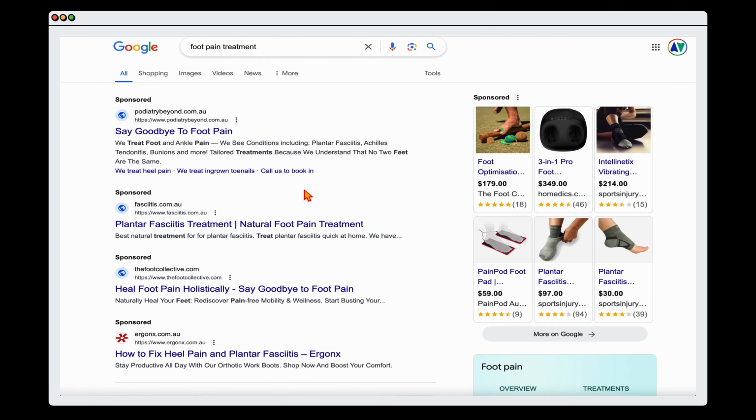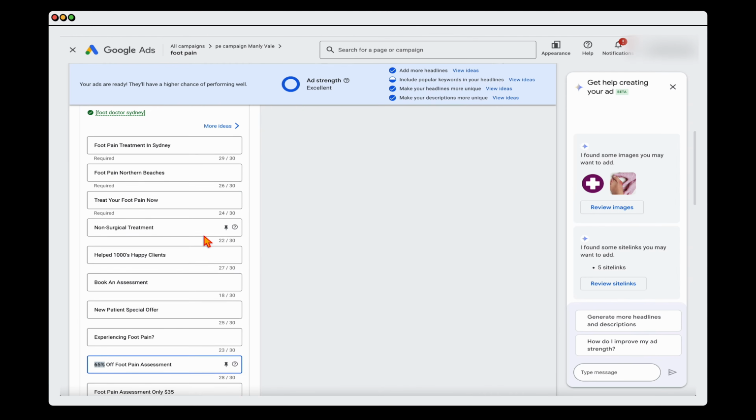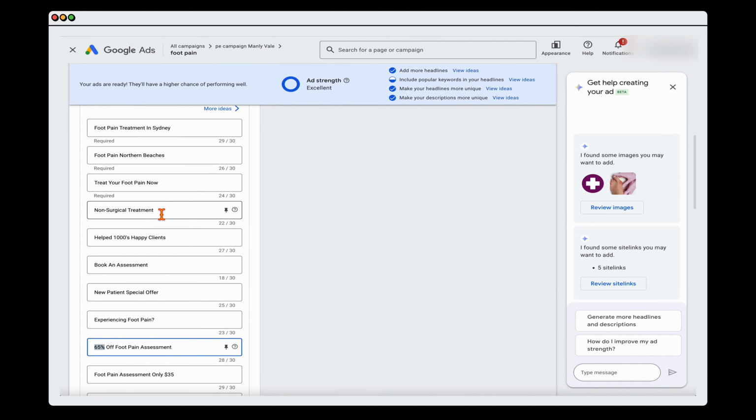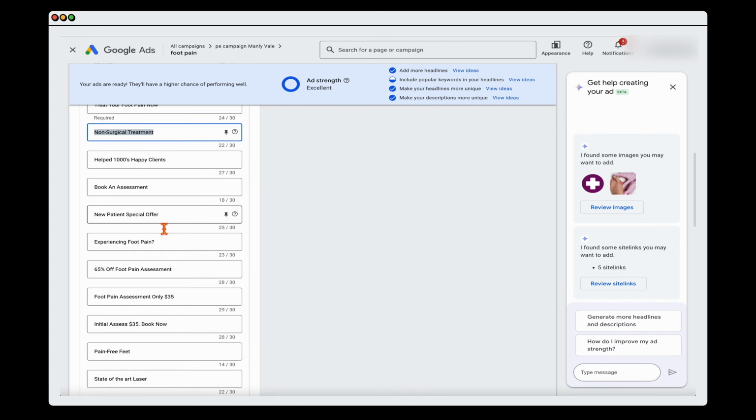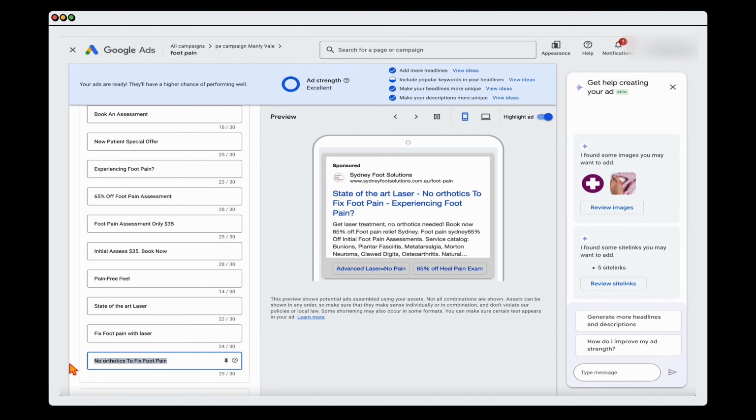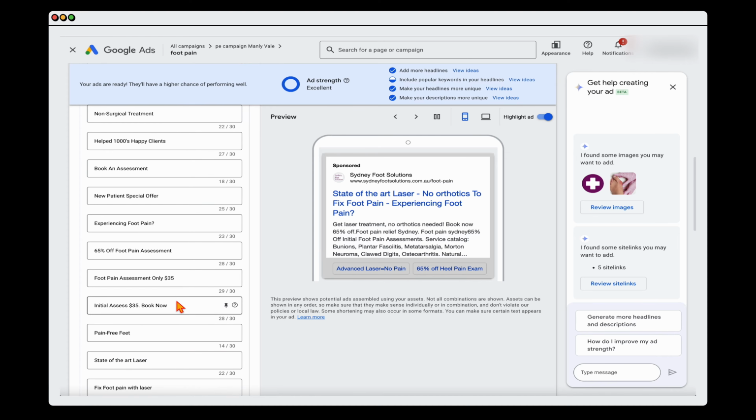Now straight away, if we put that in there, people are getting a really clear indication of how much this is going to cost in order to get some treatment or to start fixing up this process. And then the other thing that we did start to do is test in some things around non-surgical and also no orthotics to fix foot pain. But our first step was to add in some percentage or dollar values.